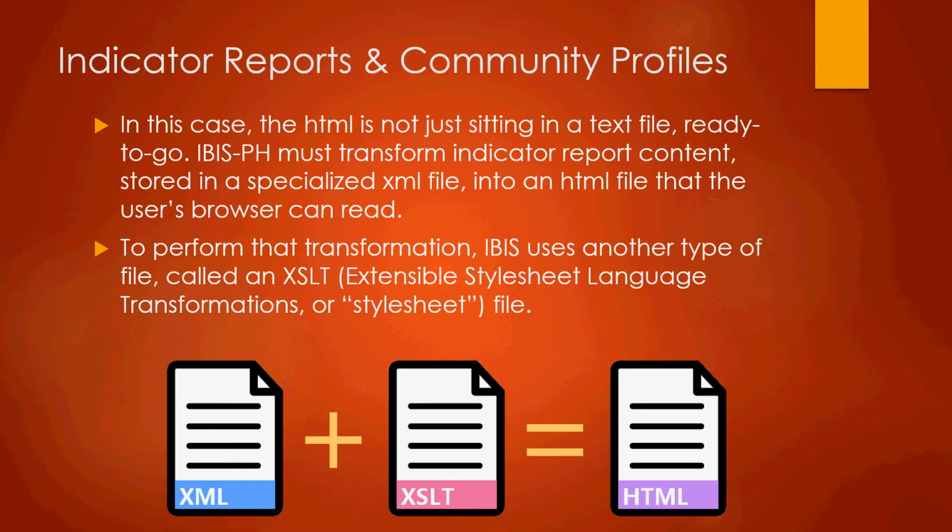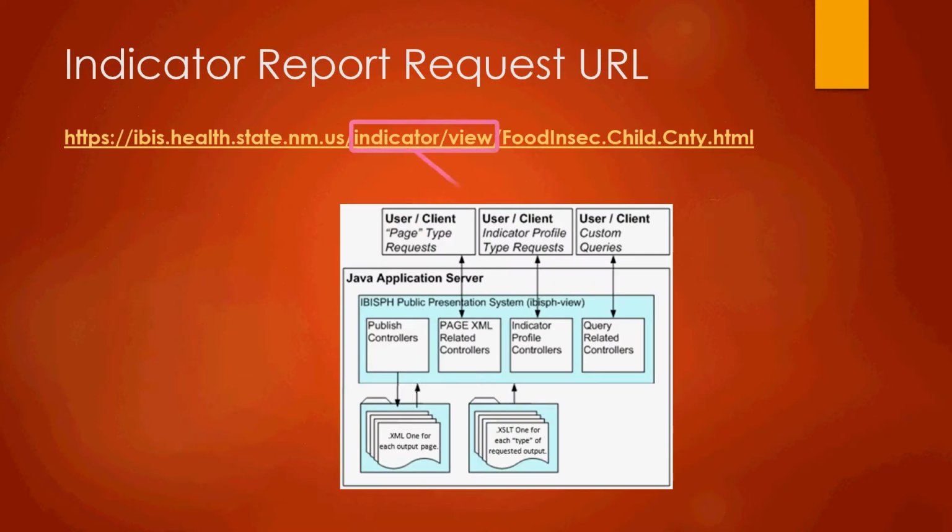So to perform that transformation, IBIS uses another type of file called an XSLT, or Extensible Style Sheet Language Transformation file, or a style sheet for short. And by combining the XML and the XSLT, IBIS will create an HTML file and send it.